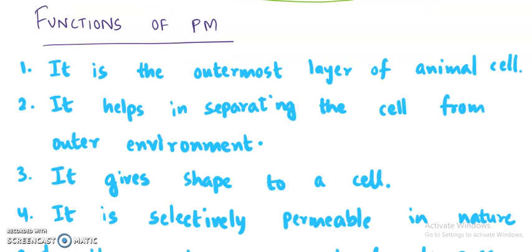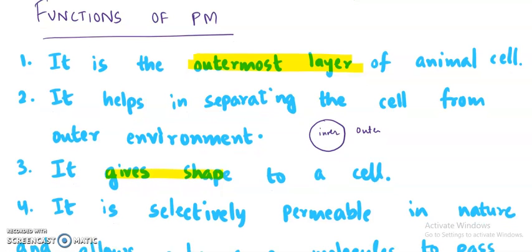Here are the functions of the plasma membrane. It is the outermost layer of the animal cell. As we have just spoken about it, that in animal cell, plasma membrane forms the boundary, right? It helps in separating the cell from outer environment, right? If this is the plasma membrane, this is the inner of the cell and this is the outer of the cell. So it is separating the cell from the outer environment. Of course, it is giving shape to the cell.